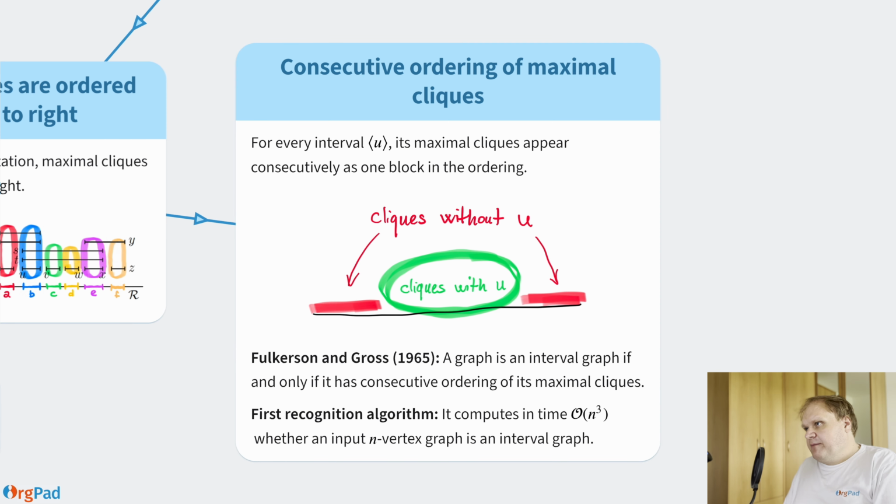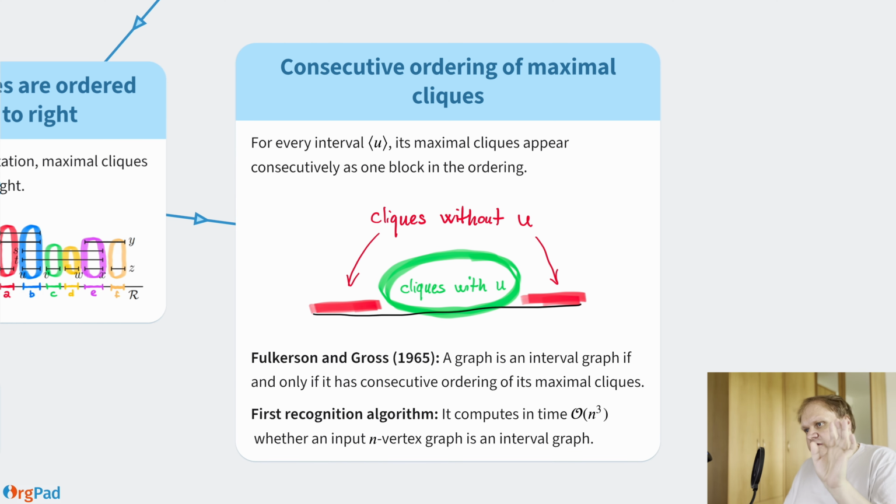And the correct property is that for every interval U, its maximal cliques have to appear consecutively as one block in this ordering. So the situation is that first we have cliques without U, then we have all the cliques with U, and then the rest of the cliques without U. So all the green cliques appear as one block.